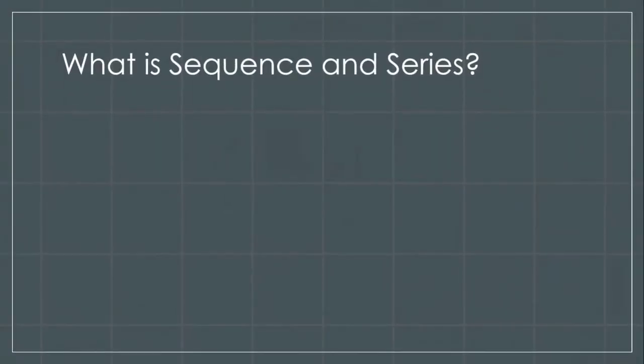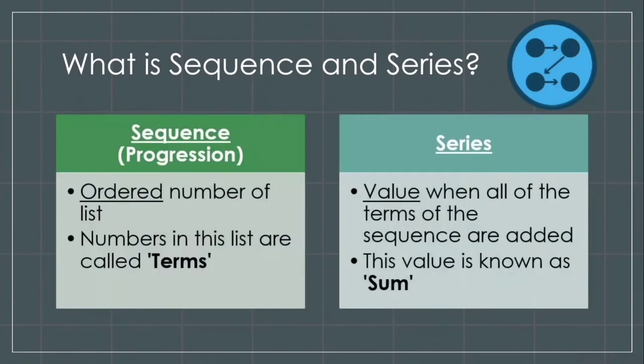What is sequence and series? A sequence, called progression in British English, is an ordered list of numbers. Numbers in this list are called terms. A series is the value when all of the terms of the sequence are added. This value is known as the sum.